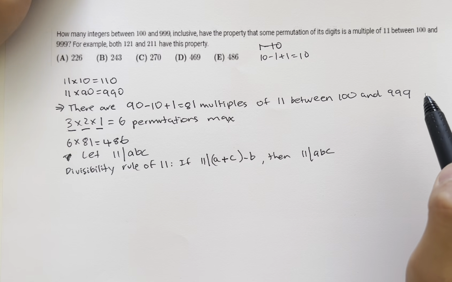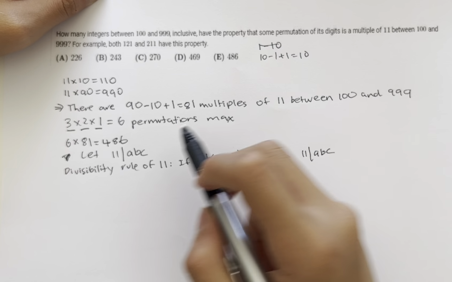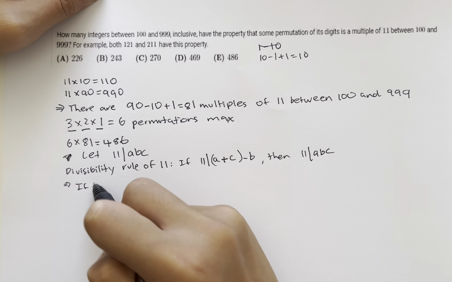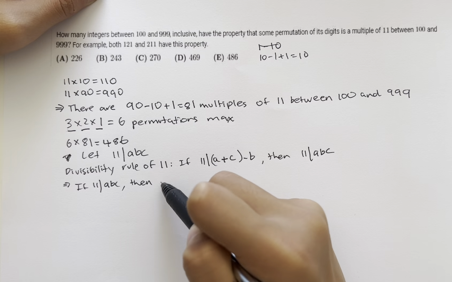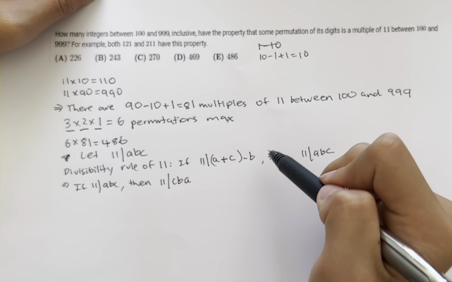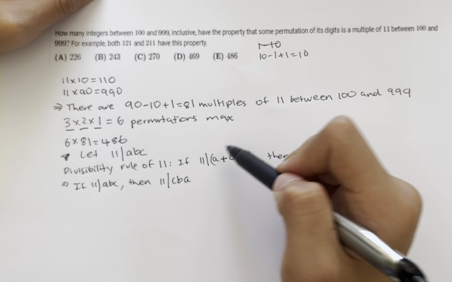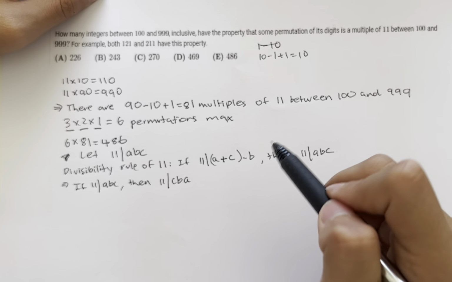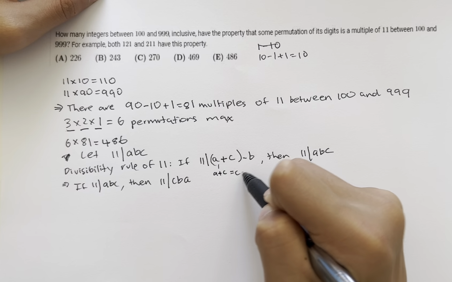However, there's a loophole here, because as you can see, C and A can be switched. If 11 is a factor of ABC, then 11 is a factor of CBA. Because if A plus C minus B is a multiple of 11, then C plus A minus B is still a multiple of 11. We just change the order of A plus C, and by the commutative property of addition, A plus C equals C plus A.